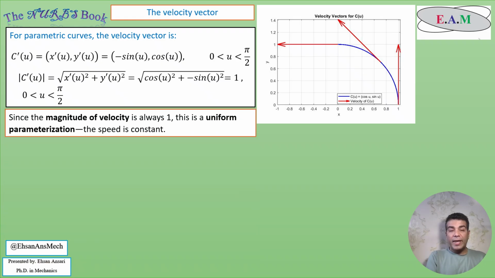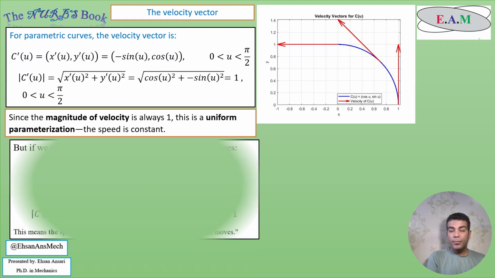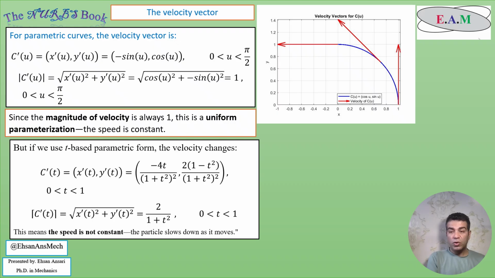Now let's look at a different parameterization of the same curve, this time using a parameter t in parameter space, C'(t). The speed, or the magnitude of the velocity vector, is 2 divided by (1 + t²). In this case, the speed varies with t. As t increases from 0 to 1 in parameter space, the denominator grows and the particle slows down as it moves along the curve.